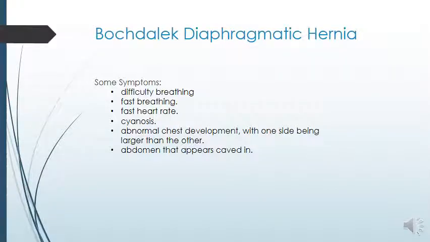In looking at a Bochdalek diaphragmatic hernia, each child may experience symptoms differently, but possible symptoms of a Bochdalek diaphragmatic hernia may include difficulty breathing, fast heart rate, cyanosis, abnormal chest development with one side being larger than the other, and having an abdomen that appears caved in.